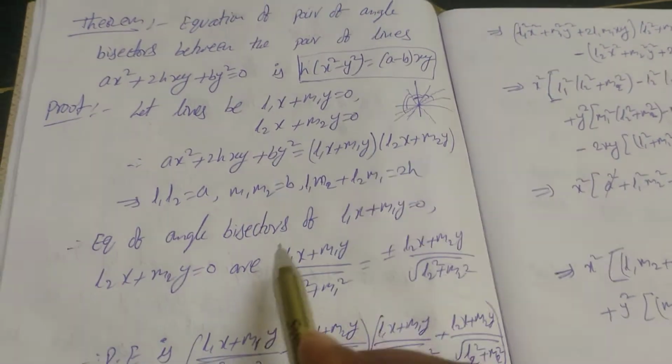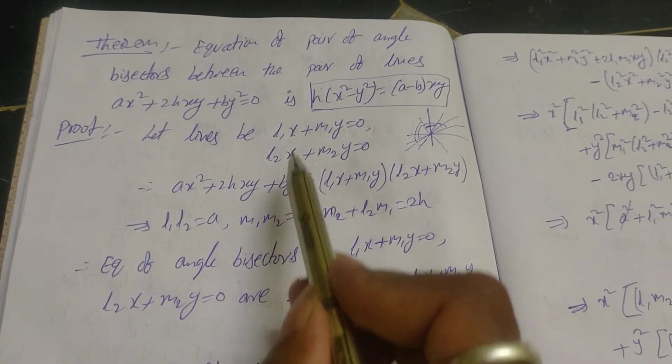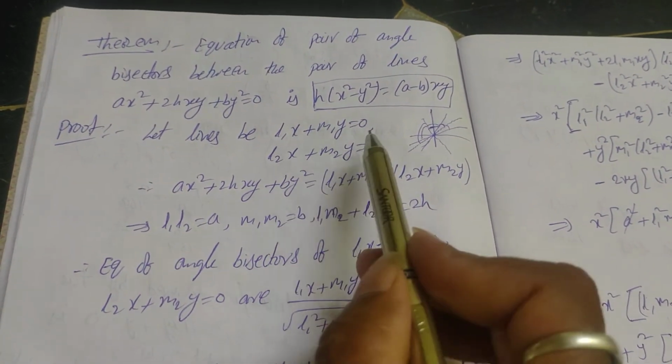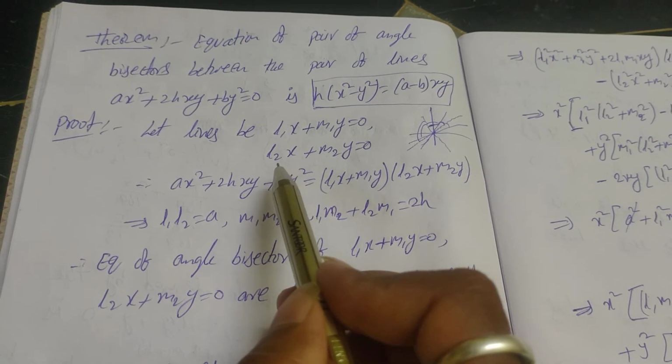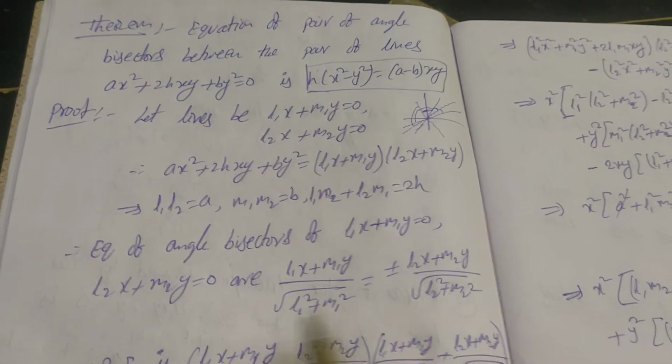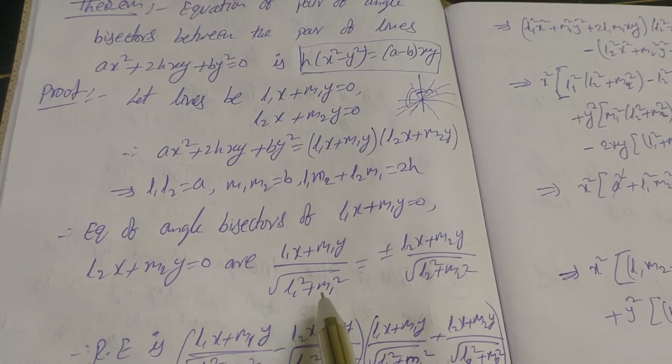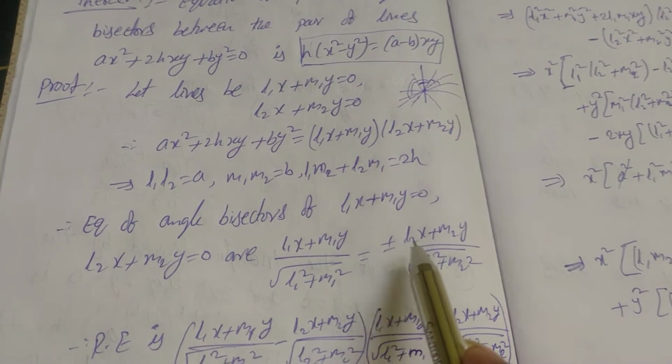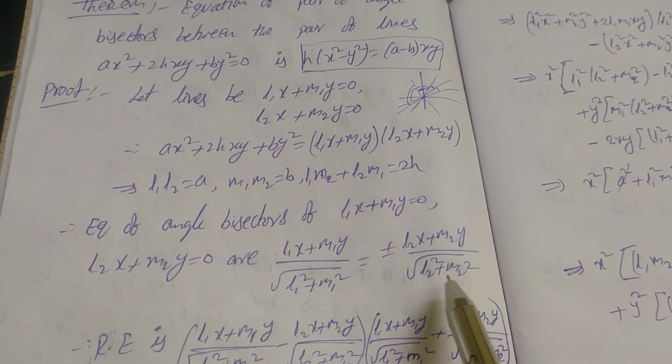Just remember, the same formula will apply here. Instead of A1 B1 they have given L1 M1, but there are no constants. So here L2 M2 are there. So the formula is L1x plus M1y by root over L1 square plus M1 square is equal to plus or minus L2x plus M2y by root over L2 square plus M2 square.